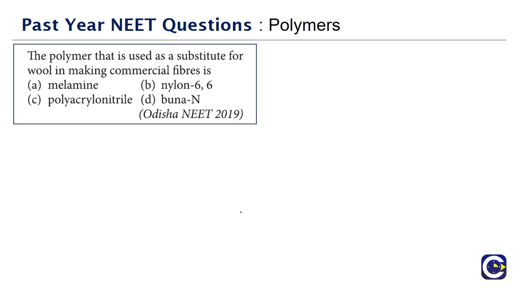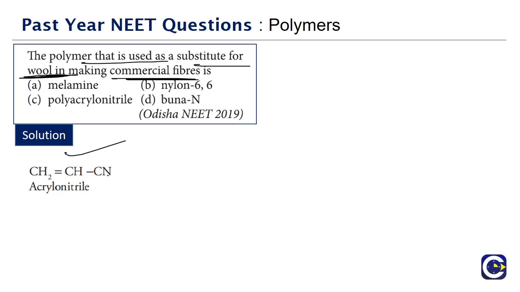Next, we have a question that has come in the 2019 Odisha paper. The polymer that is used as a substitute for wool in making commercial fibers. Generally, when we think about fibers, we'll talk about the nylons and rayons, but here we are talking about the particular application of the material used as a substitute for wool in making commercial fibers.